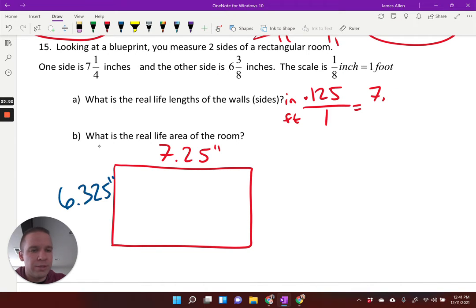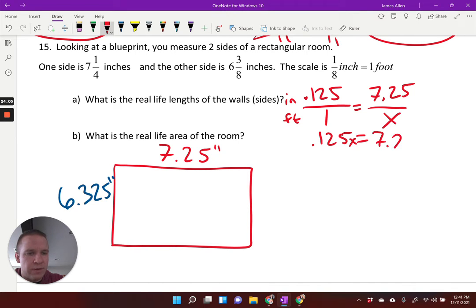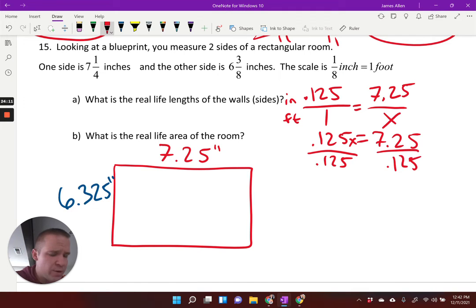That's my blueprint dimension. And I want to know what the real life dimensions are. So we'll call that x. So I'm going to cross multiply, solve. I get 0.125 times x equals 1 times 7.25, which is just 7.25. We'll divide by 0.125 and get our first dimension. If you're like, haven't we done this before?